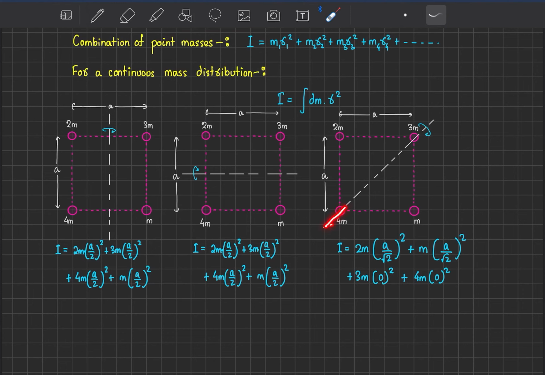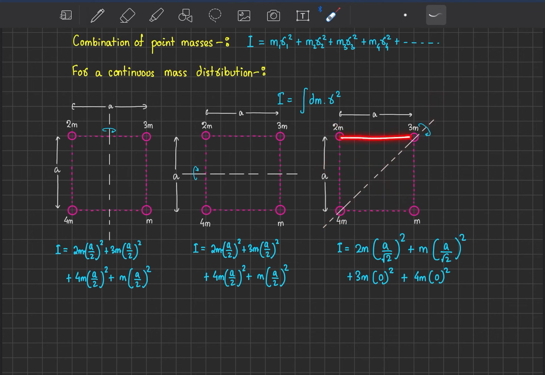Now, here I have taken a diametrical axis. If we talk about the distances, the 3m mass and 4m mass lie on the axis, so the distance from the axis will be 0. So for the 3m mass and 4m mass, the distance from the axis is 0. What about the 2m mass? For the 2m mass, this is the distance, right? Similarly, for the m mass, this will be the distance. So this is the distance for the m mass and this is the distance for the 2m mass. So we will measure these distances.